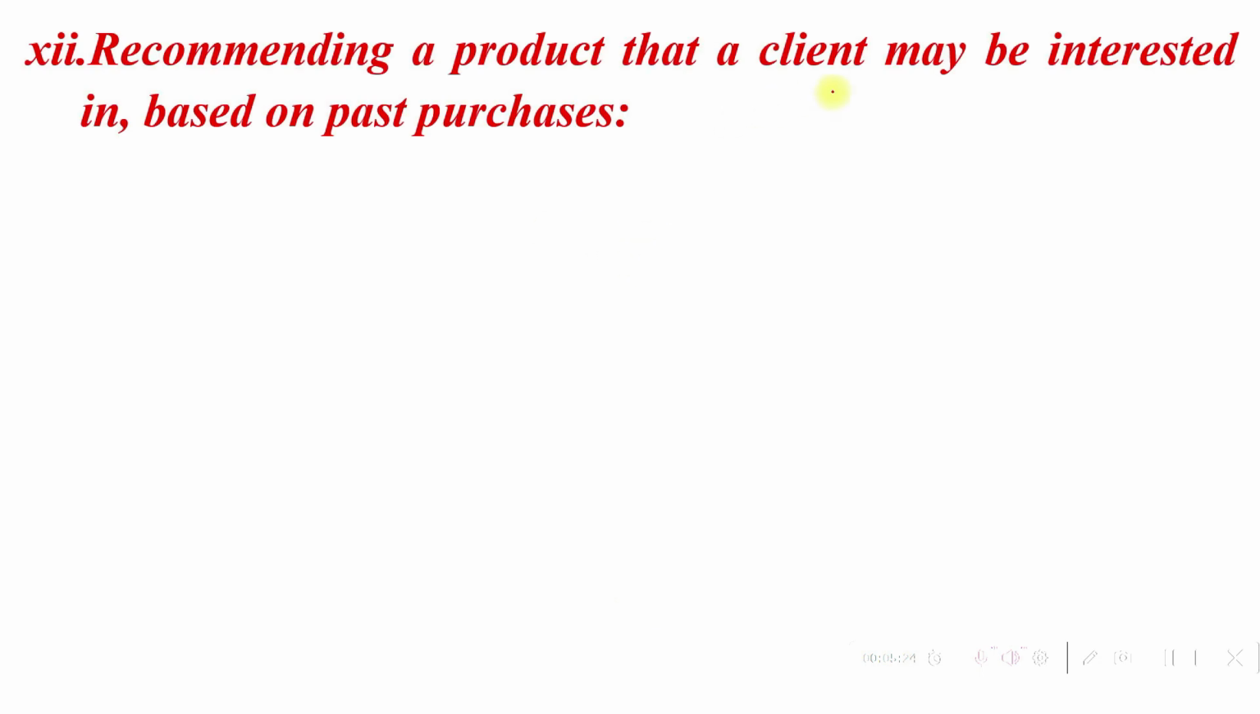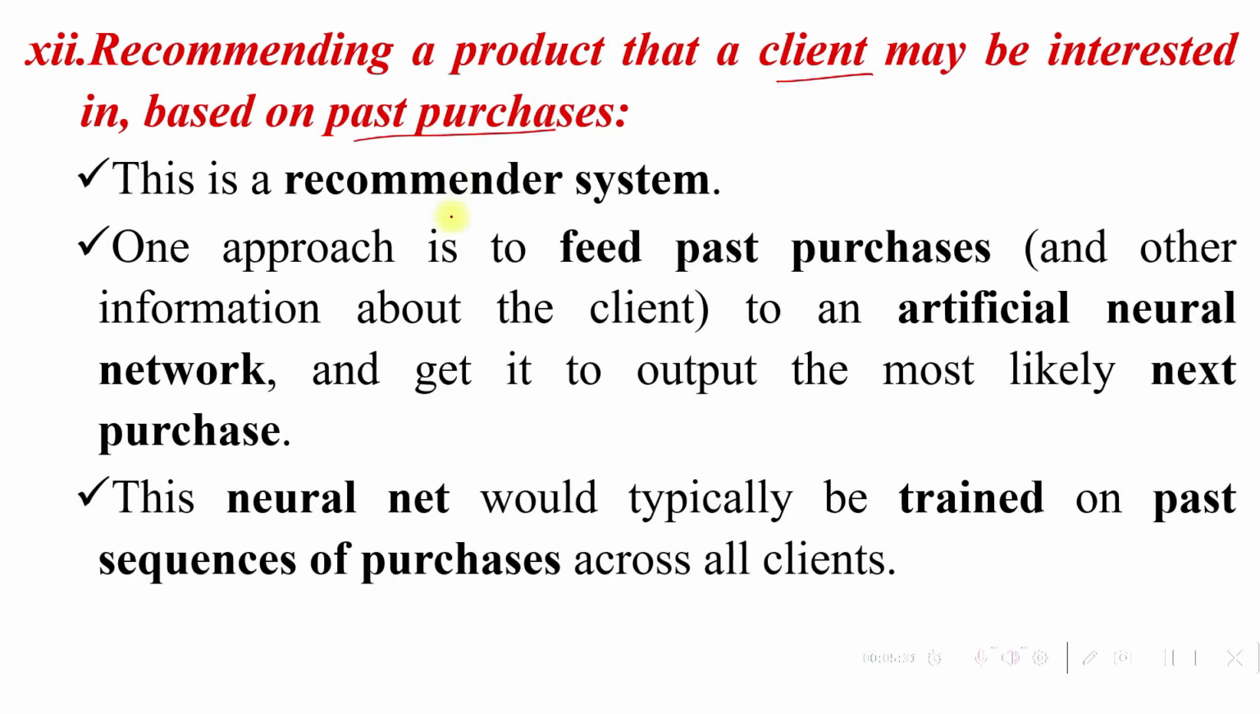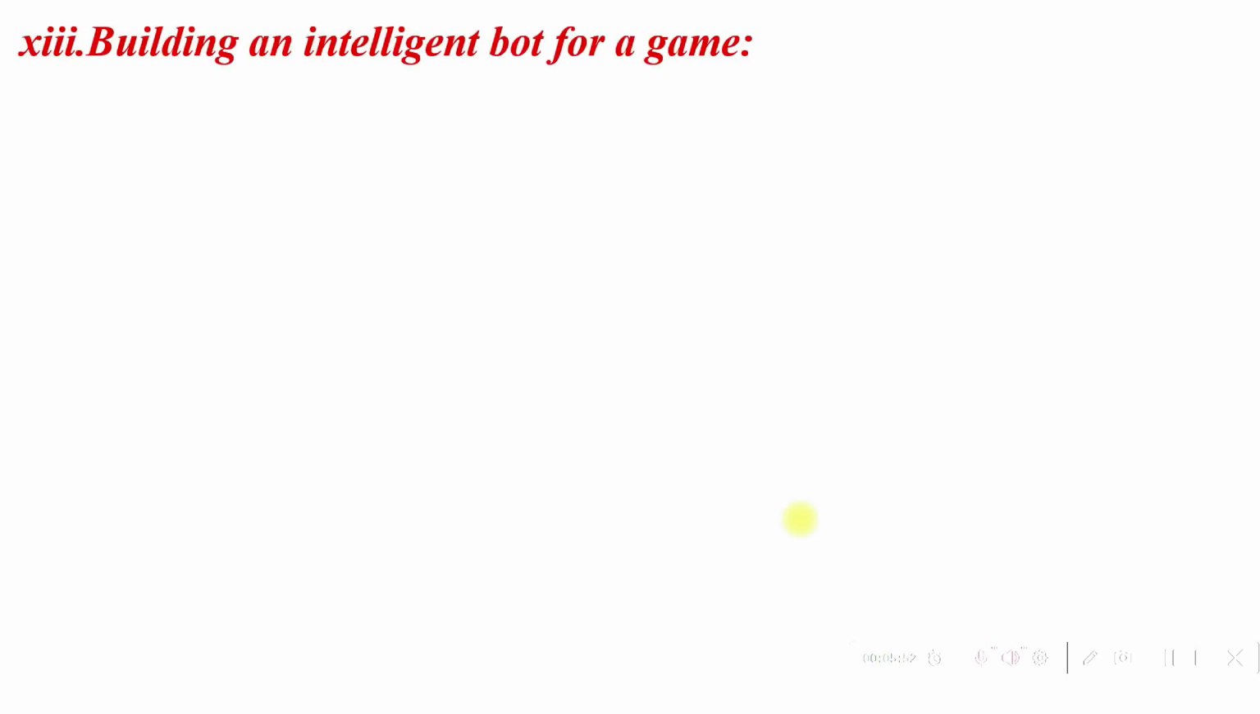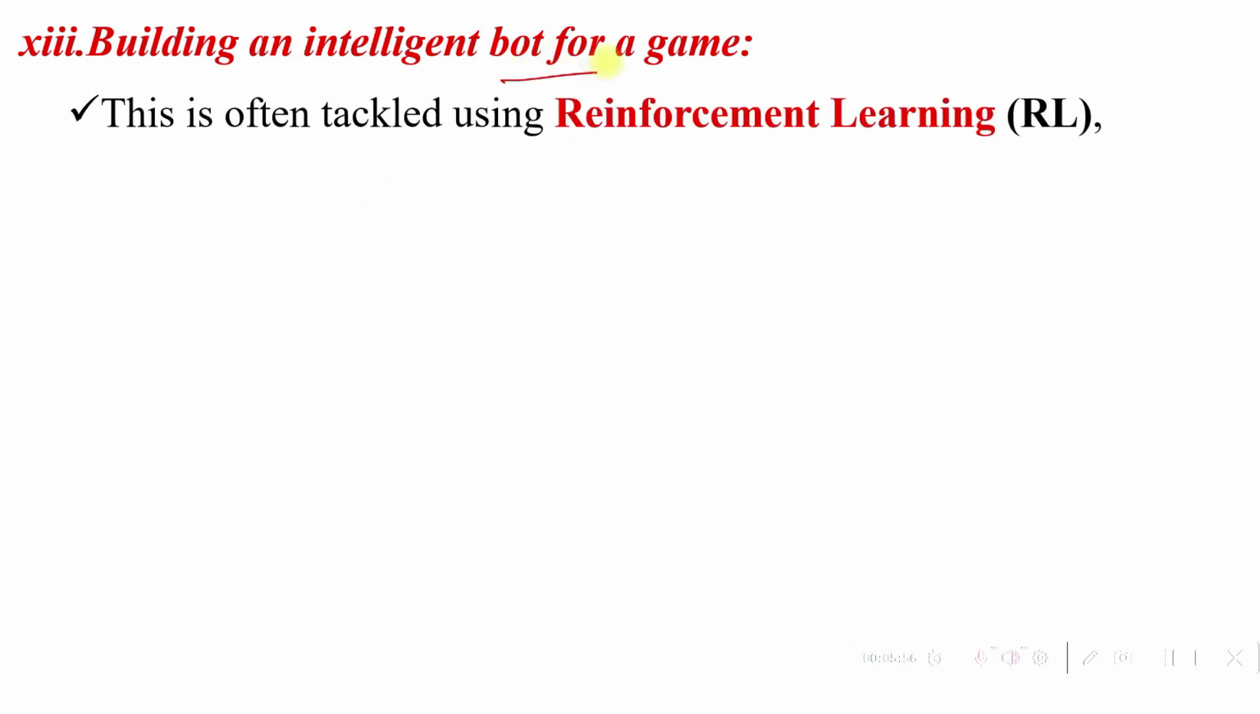Recommending a product that a client may be interested in based on their past purchases. This is a recommender system. One approach is to feed the past purchases to an artificial neural network and get as output the most likely next purchases. This is a neural network and would typically be trained on the past sequences of purchases across all the clients.